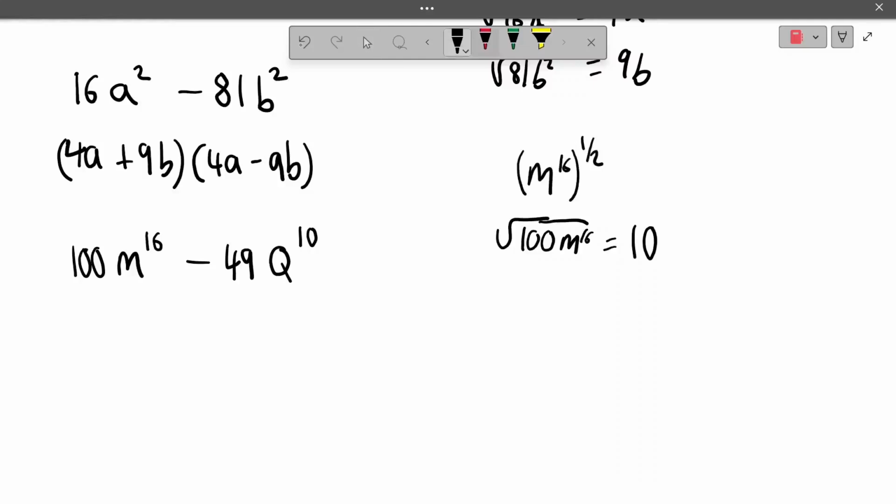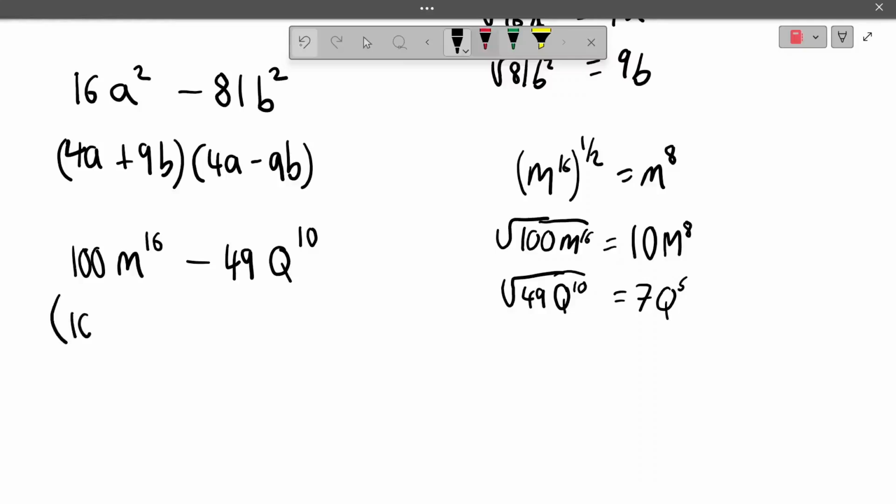Because the square root and power of a half are the same thing, the square root of m to the 16 is m to the power of 8, because we multiply our powers. So it is m to the 8, not m to the 4. And the square root of 49 q to the 10: the square root of 49 is 7, and the square root of q to the 10 is q to the power of 5. So you're basically halving square roots with powers.